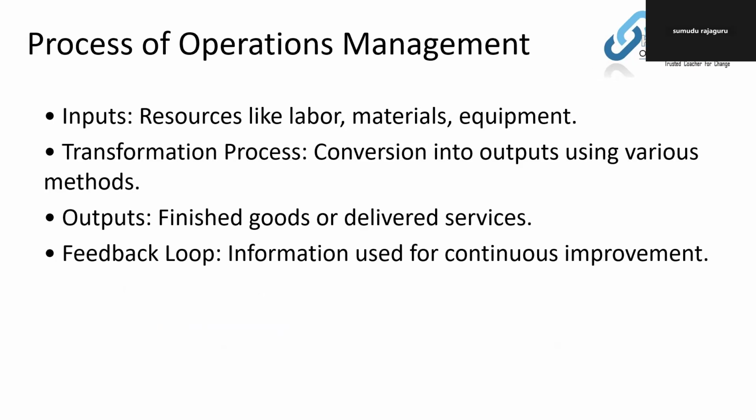The process of operation management starts with input resources like labor, material, and equipment. Then there is the transformation process, which converts input into output using various methods. The output may be a finished good or a delivered service. A feedback loop means information used for continuous improvement. Feedback should come from the output, that means from the customer, into the operation. Or, before the product reaches the customer, feedback may come from the quality department, so the organization can improve the process.